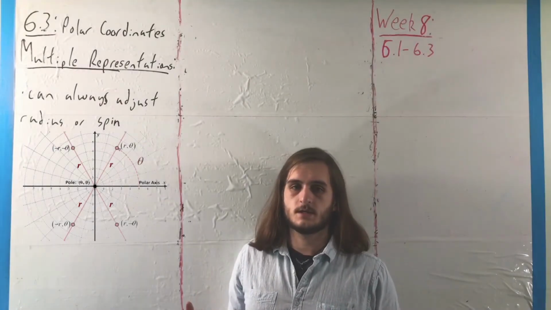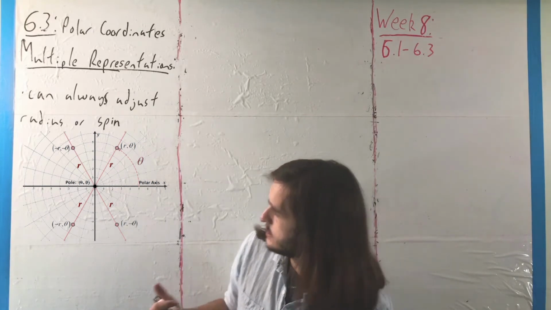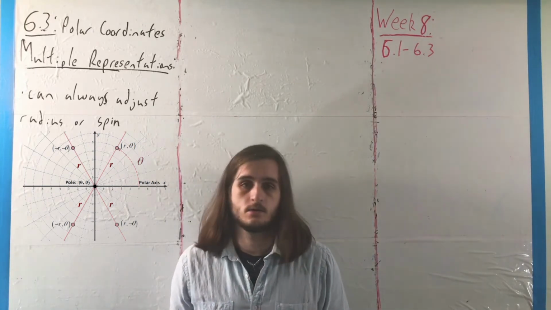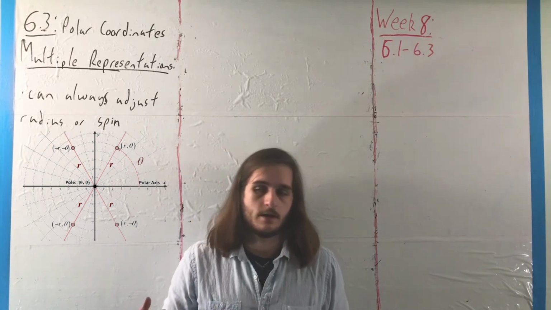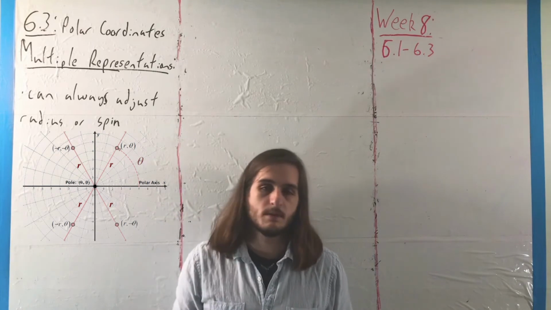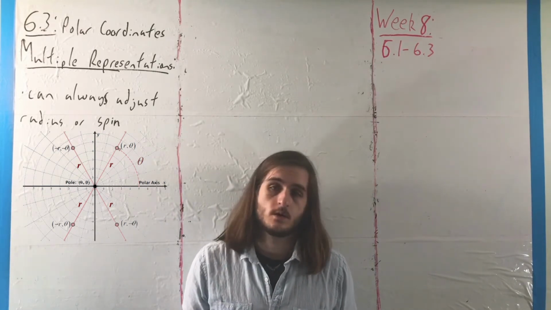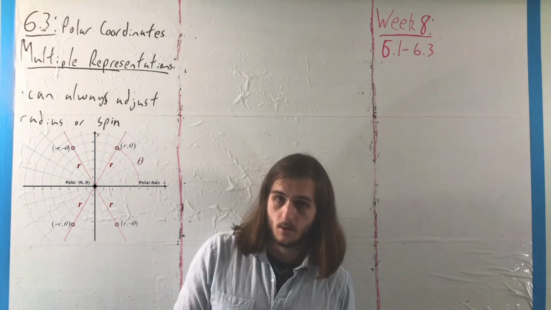So when it comes to representing our points in the polar coordinate scheme, we can always adjust, that is, flip our radial position. Our radial length can become positive or negative, and then we can always change the spin to end up back in the same place, just winding maybe in the opposite direction or a full rotation more.